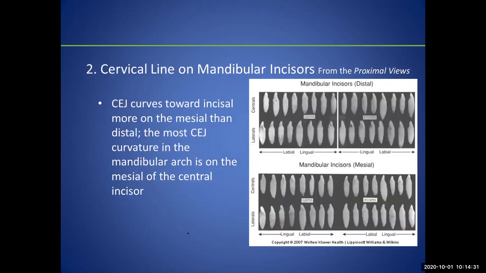The CEJ curves towards the incisal more on the mesial than it does on the distal. The most CEJ curvature of the mandibular arch is on the mesial of the central incisors. Where is the most CEJ curvature on the maxillary? Central incisors. Very good. Mesial, and it's the most mesial you can get.